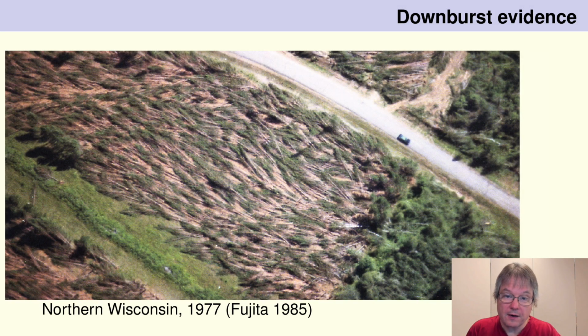Here's some pretty stark evidence of downburst in northern Wisconsin in 1977. Look at how all the trees are falling towards the left in that case. The downburst hit the ground and just knocked those trees down. That is not tornadic damage. Not even close. All the trees are laid down in the same direction. That's straight line winds from a strong downburst.